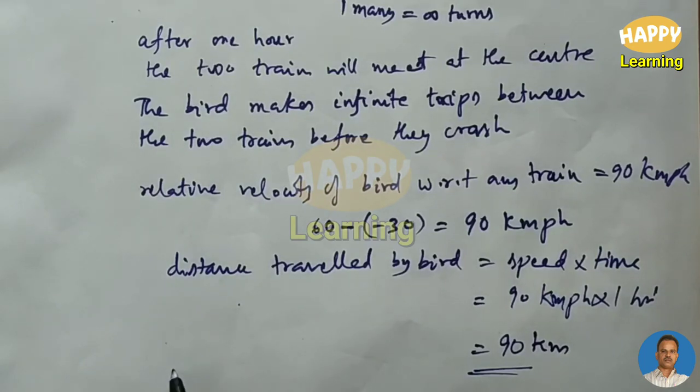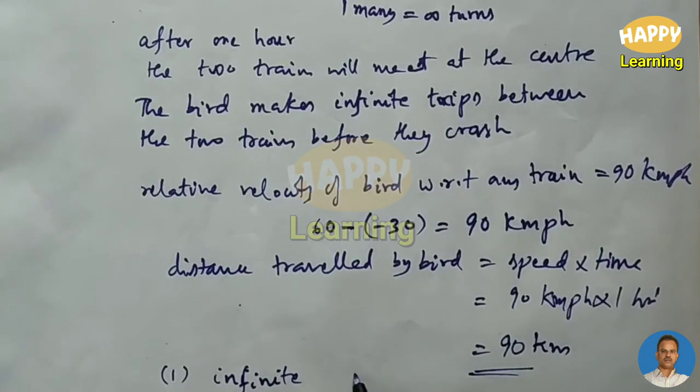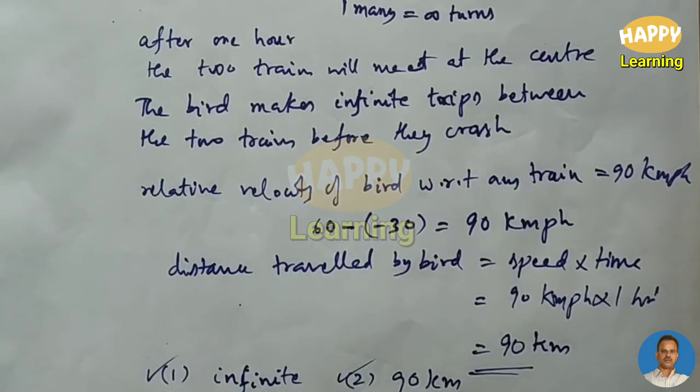So the number of trips, the first answer, is infinite, and the second answer, the total distance traveled by this bird, is 90 kilometers. So this is the first answer, this is the second answer. Number of turns is infinity, total distance traveled is 90 kilometers. Okay, right.